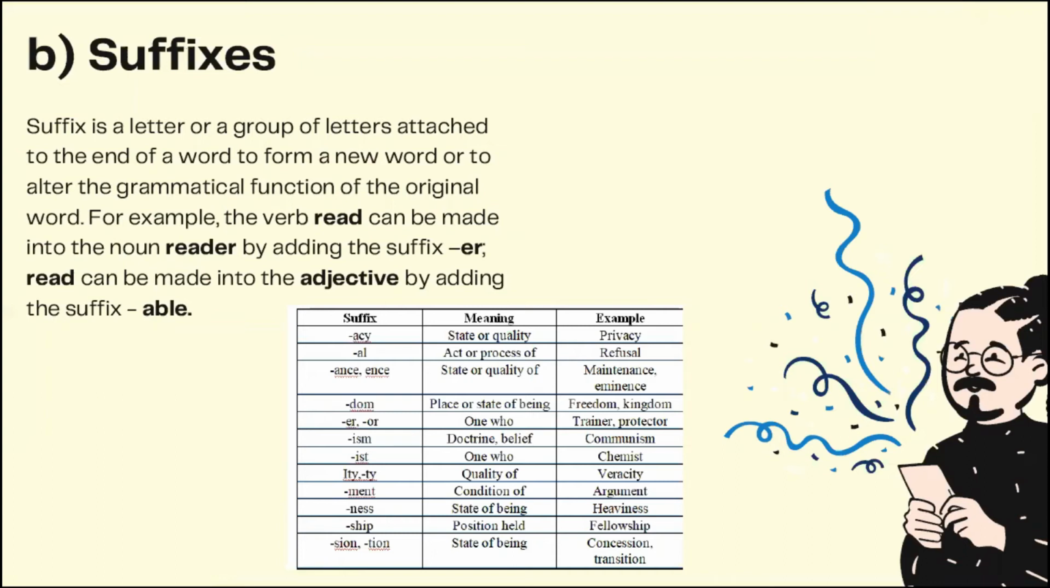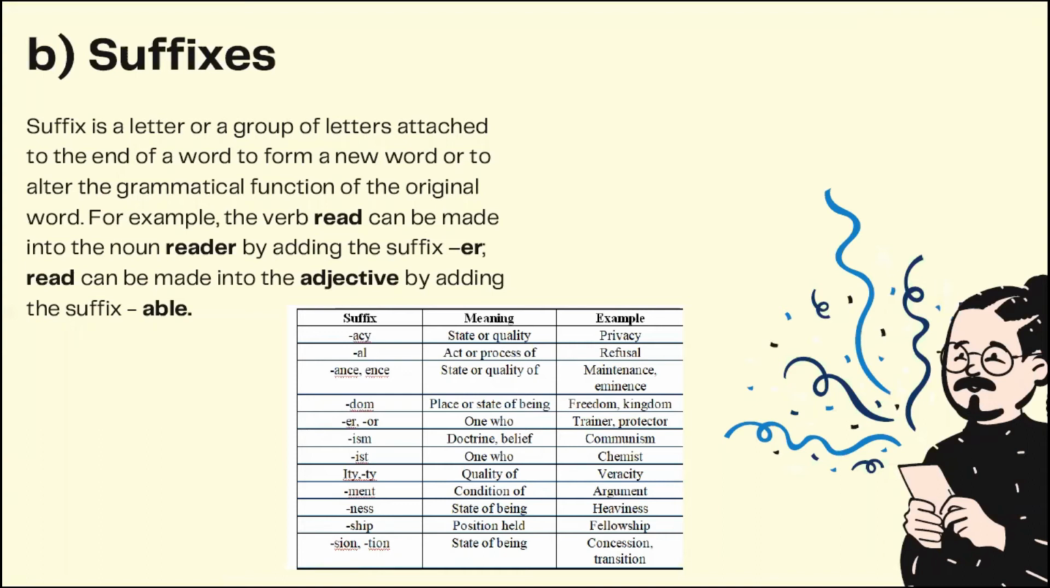For example, the word wear. Wear means put on. If you wear a jacket, you put on a jacket. But what happens if I add the suffix able at the end of the word? Wear is definitely a verb, but if I put able at the end, it becomes wearable and it becomes an adjective. So the suffix can change the part of speech of a word.